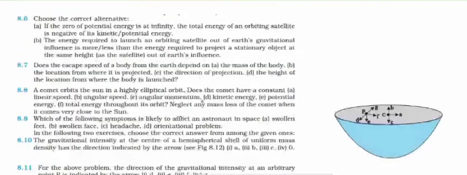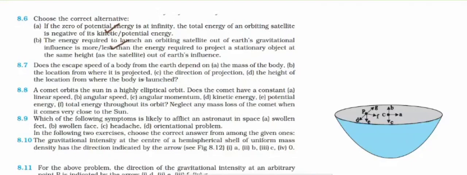Then question 6, choose the correct alternative. If the zero of potential energy is at infinity, the total energy of an orbiting satellite is the negative of kinetic energy. Then part B, the energy required to launch an orbiting satellite out of Earth's gravitational influence is more or less than the energy required to project a stationary object at the same height out of Earth's influence? Of course, it is less.